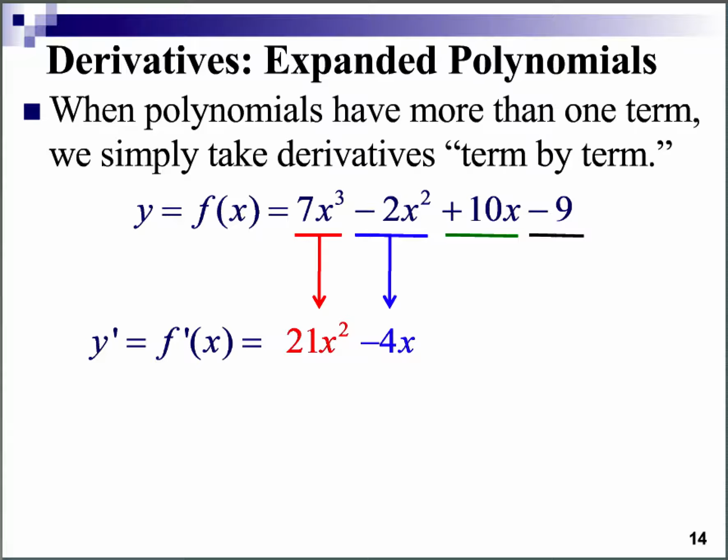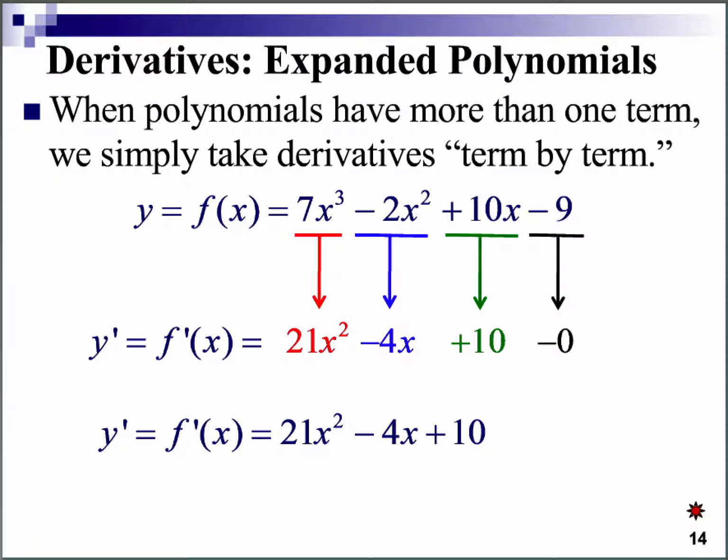The third term is a line. It's the equation of a simple line, 10x. And we know that for the equation of a line, the derivative is the slope of that line. So therefore, 10x has a derivative of just 10. And finally, negative 9 is a constant term, and we know that the derivative of any constant is equal to 0. So I have four pieces technically to my derivative. The last one is a 0, so we're not going to keep writing that.